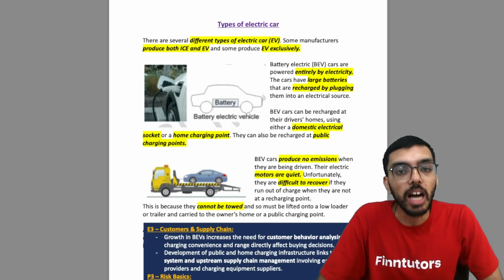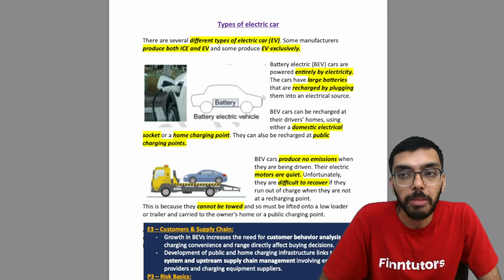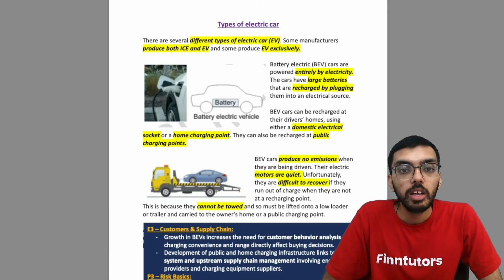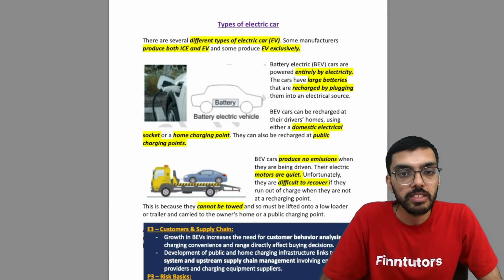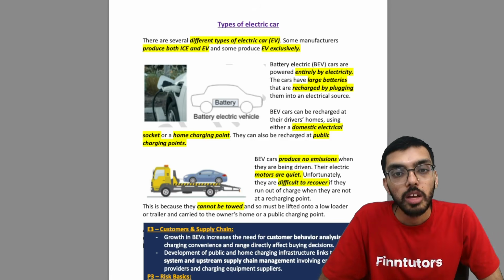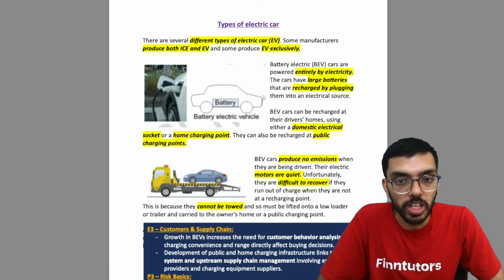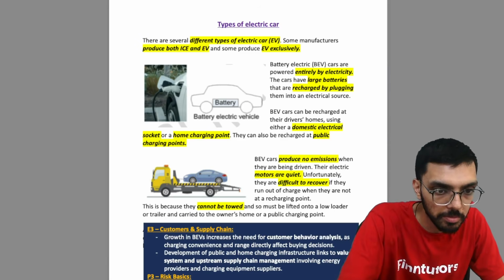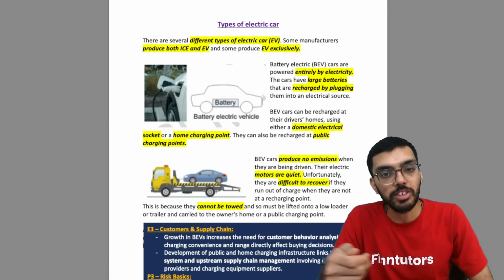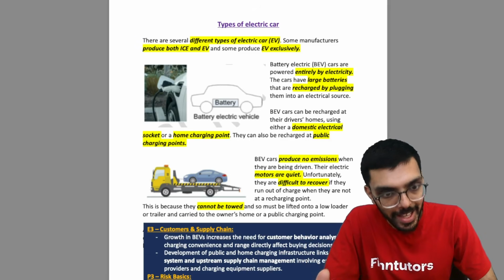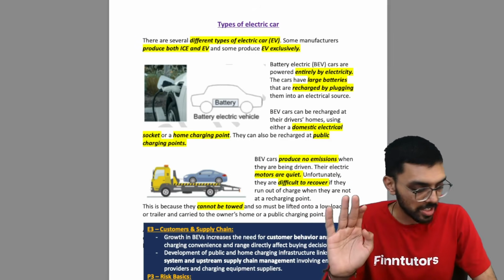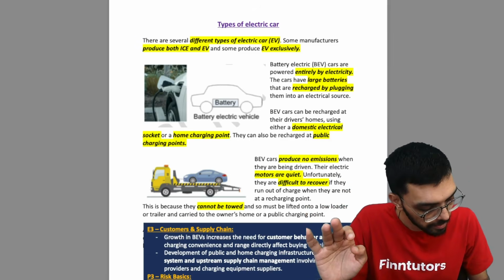Now, BEV cars are powered entirely by electricity. These cars have large batteries that are recharged by plugging them into an electrical source. BEV cars can be recharged at the driver's home using a domestic electrical socket or a home charging point. You can charge it anywhere, or you can charge it at a public charging point as well.